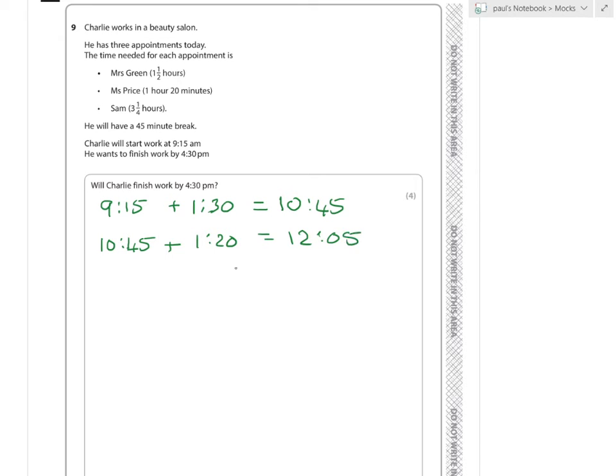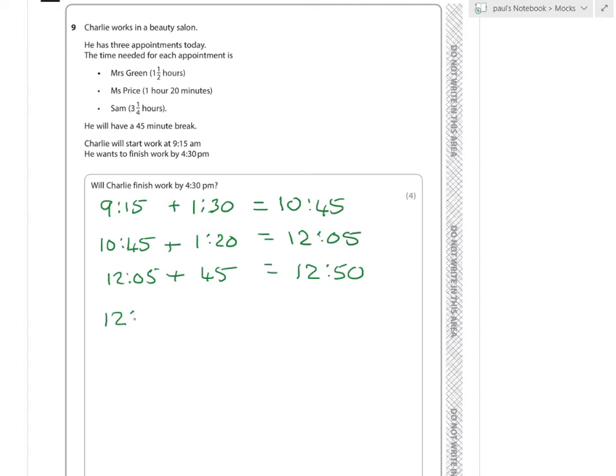Because that'll be 11:65 or 12:05. Yeah. Then let's have a break. Yeah, 12:05. Have a break of 45 minutes. That takes us up to 12:50. Yes, it does. It's still 12:50.